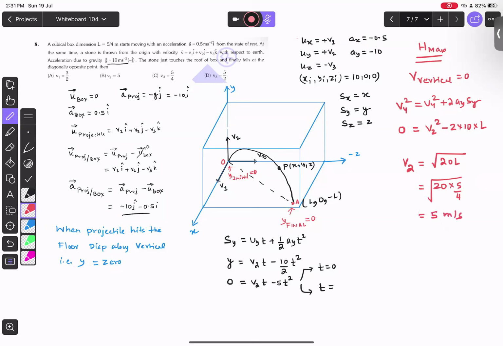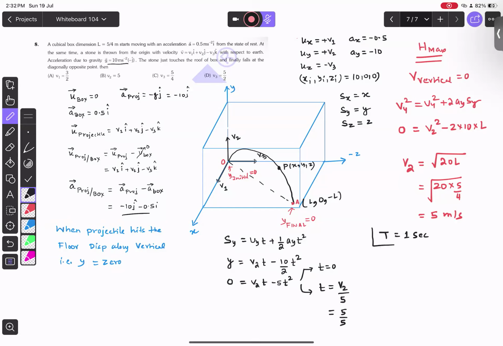Okay, then they're asking us how much is going to be V3 and V1. So the first job will be to find the time of flight. How much did it come to? V2 by 5. How much is V2? 5. So 5 by 5 is 1 second. So the time of flight we got is 1 second.